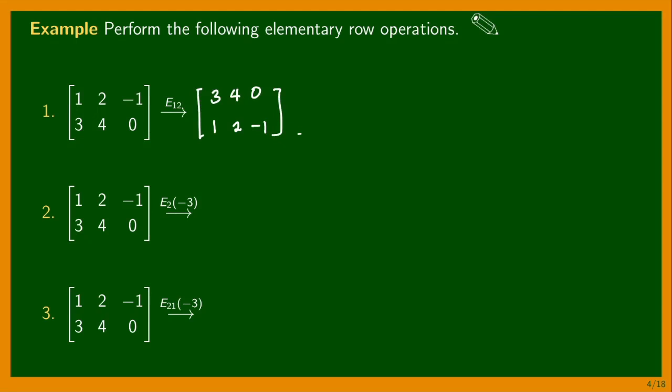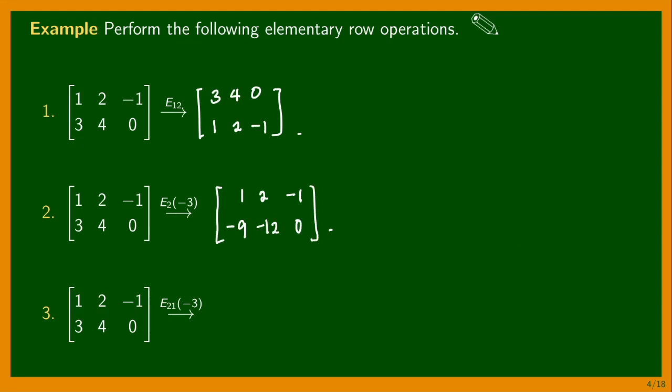The second operation here is a type 2 operation. Here, we are multiplying the second row by the scalar -3. So how do we do that? We simply copy the first row as it will not be changed at all. Now we multiply -3 to every entry in the second row, so -3 times 3 is -9, -3 times 4 is -12, and -3 times 0 is 0.